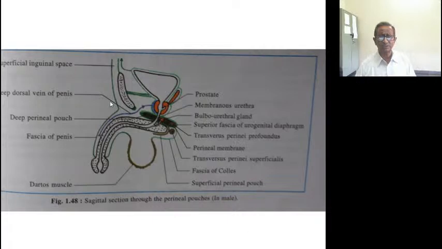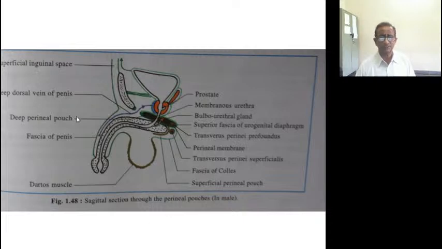Here we are showing how these layers are arranged. This is the fascia colles and this is the superficial perineal pouch with the superficial transverse perineal muscle, and this is the perineal membrane, and this is the deep perineal pouch with the deep transverse perineal muscle and of course sphincter urethrae, and this is the superior fascia covering this urogenital diaphragm, and of course its relations with the prostate, urethra and other things.